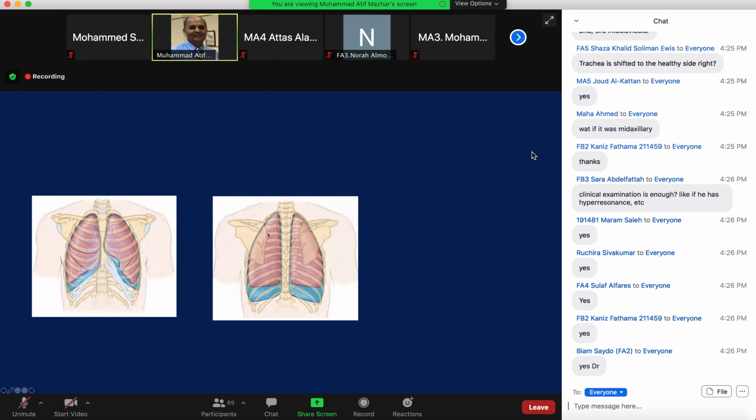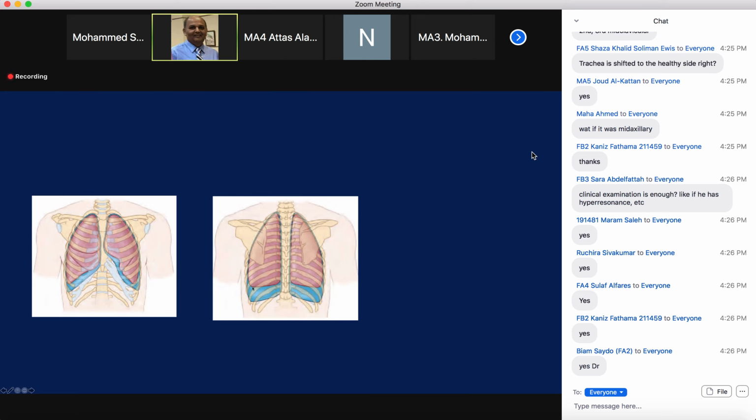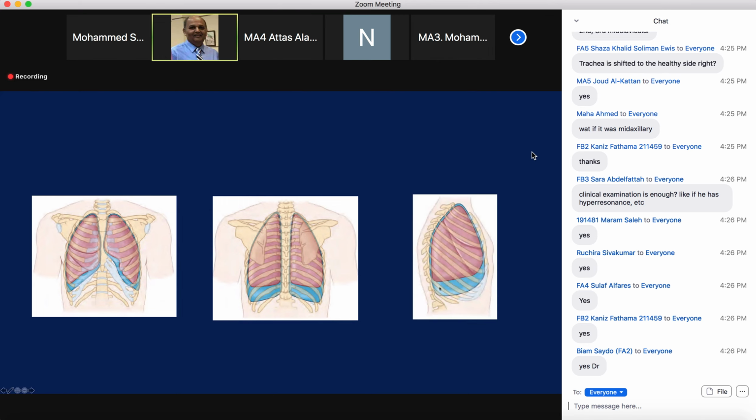Now from the back, look at it. Which line? Mid-scapular line. So there I can see that this is 10 and this is 12. And then if I see from the side, this is 8 and this is 10. Which reference line is this? Mid-axillary line. Guys, we are talking only with reference to these lines.